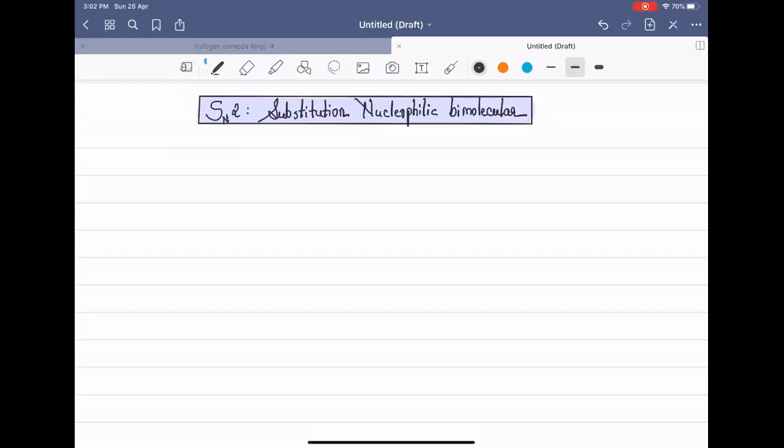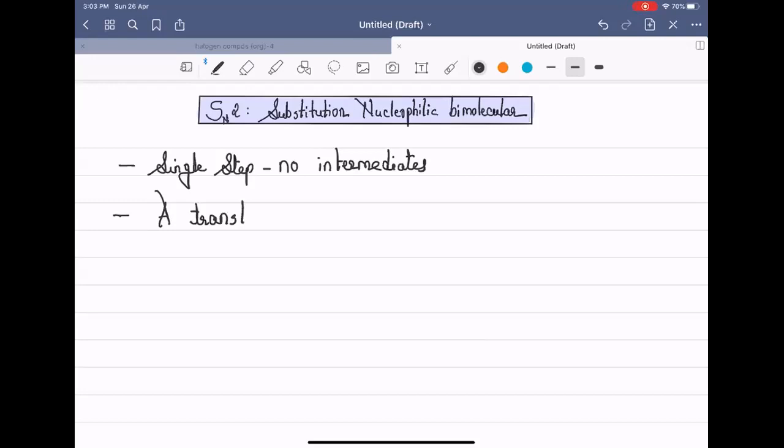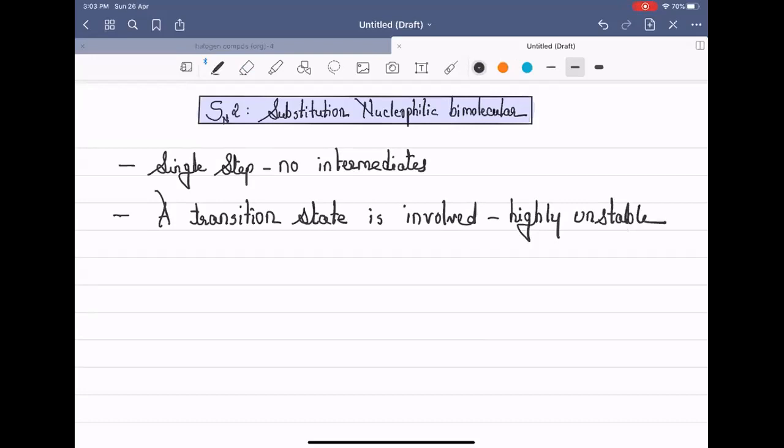Let us start now. See, first of all, this is a reaction which takes place in a single step. So there are no intermediates. These are all highlights. This is the first thing, no intermediates, right? It takes place in a single step and there are no intermediates. Second, a transition state is involved, which is highly unstable.